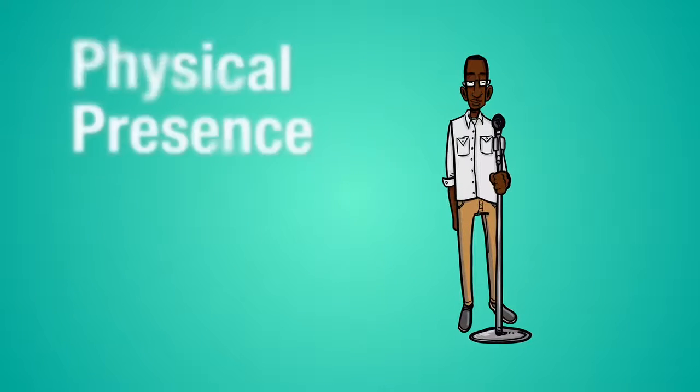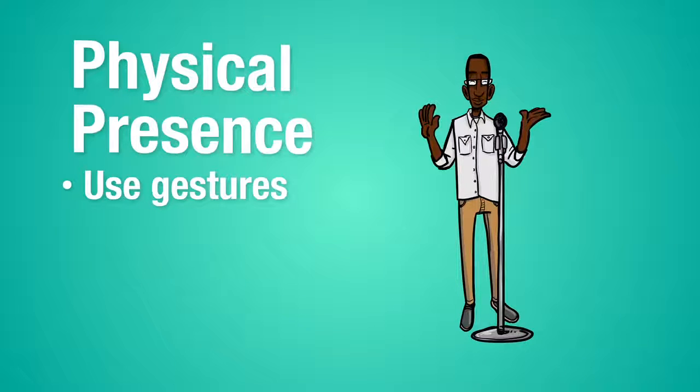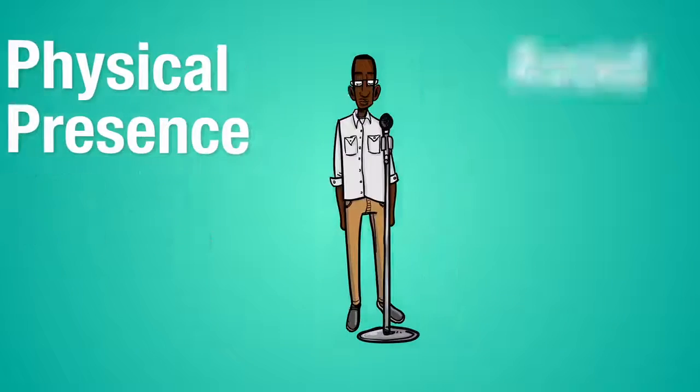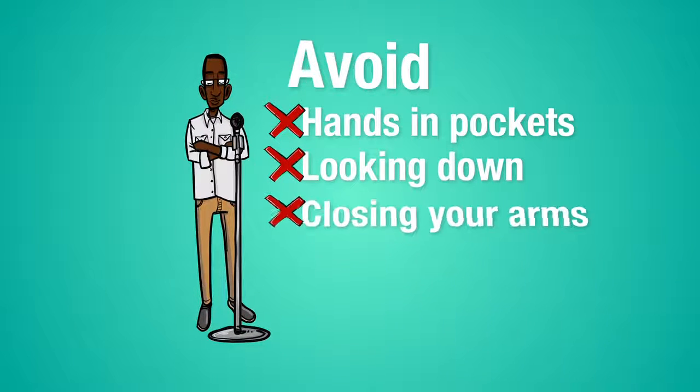Often, great presenters optimize their physical presence. They use gestures to animate important points. They exhibit a posture and stance that is open rather than closed. So, putting your hands in your pockets, looking down, and closing your arms are tendencies you want to aim to avoid. Their key message is well communicated.